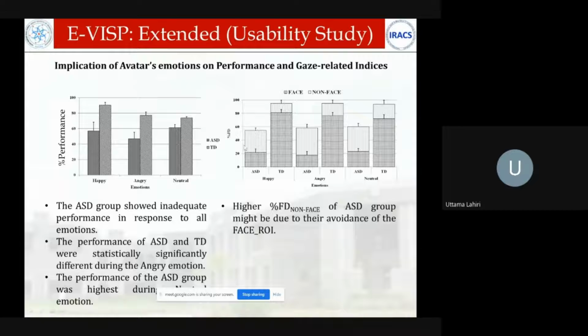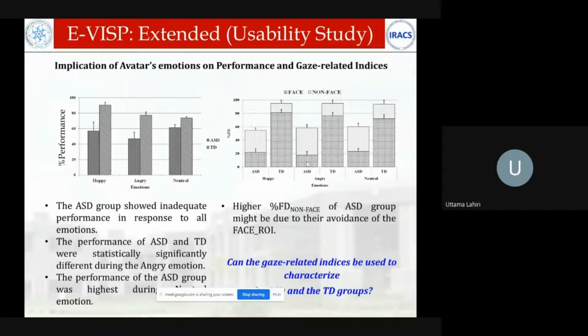Again, we wanted to see what's the distribution in the fixation duration, the percentage fixation duration. Again, we can see a very interesting thing. For typically developing children, the percentage fixation duration towards non-face was always less than that towards the face, which is just the contrary in the case of the child with autism. The percentage of time they spent towards the non-face regions, that is outside the face region, was more than towards the face region across any emotional expression. Also, we can see for the angry emotional expression, the percentage looking towards the face was the least compared to other emotional expressions.